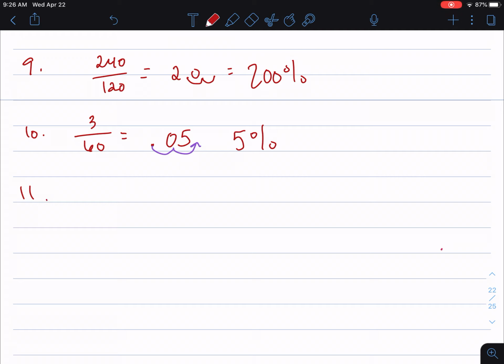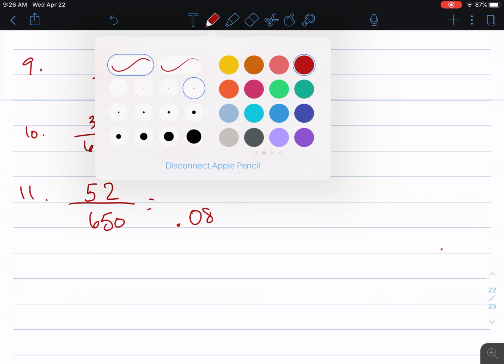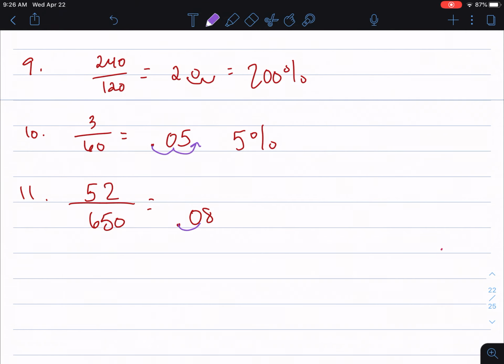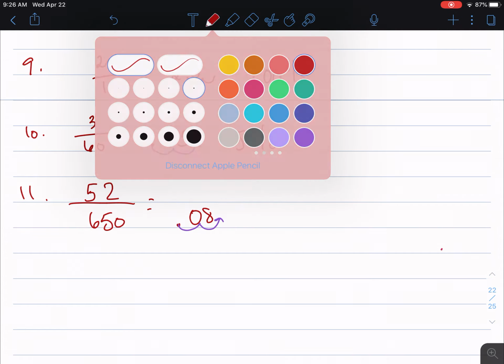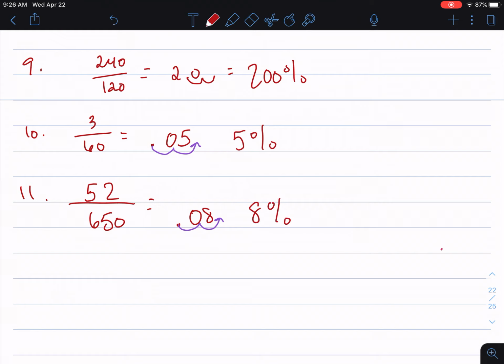Number 11, $52 is what percent out of 650? So we have 52 out of a total of 650. Once again, 52 divided by 650. That's going to get you 0.08. And we want the percentage, so we're going to move our decimal over 2 places to end up with 8%.